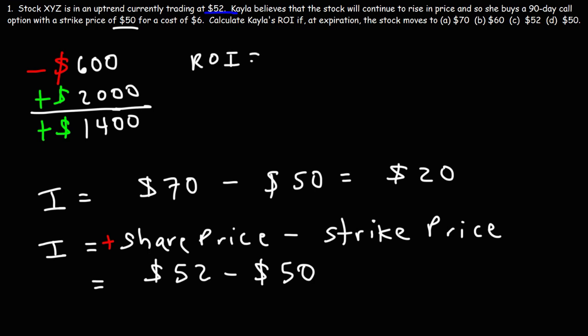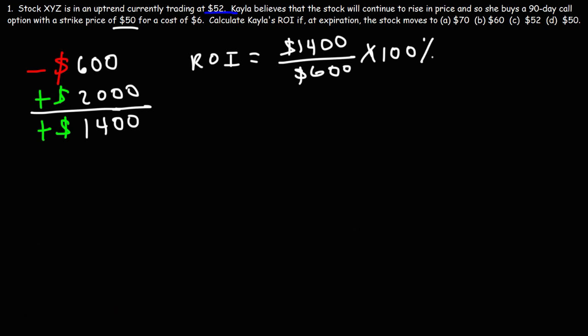So her ROI is going to be the profit or the net gain, which is $1,400, divided by the cost of investment, which is $600, times 100%. So if the price goes to 70, her return on investment is going to be 233%, which is pretty good.